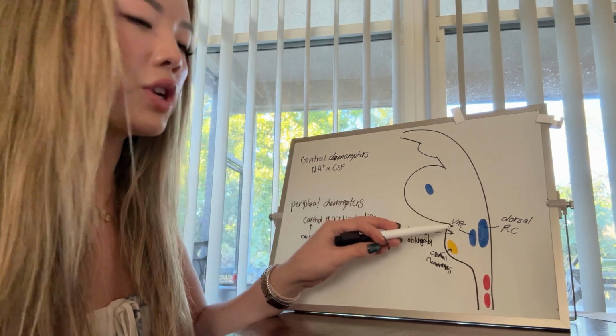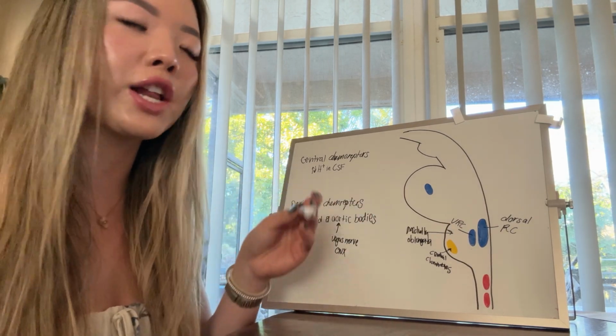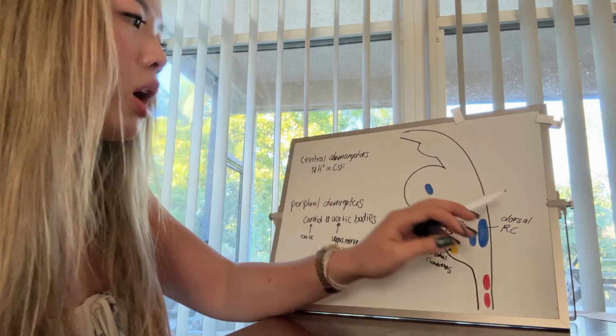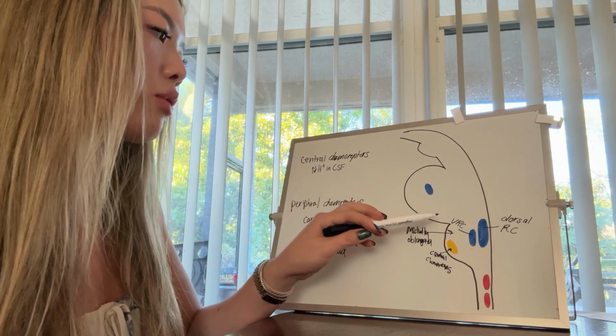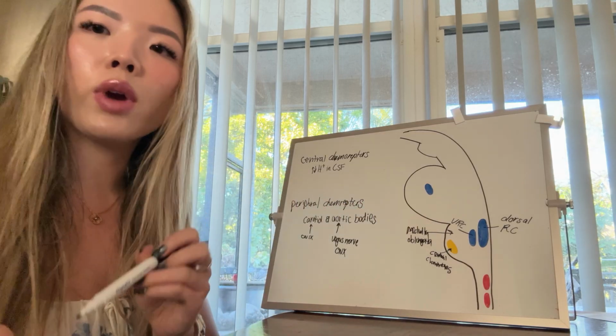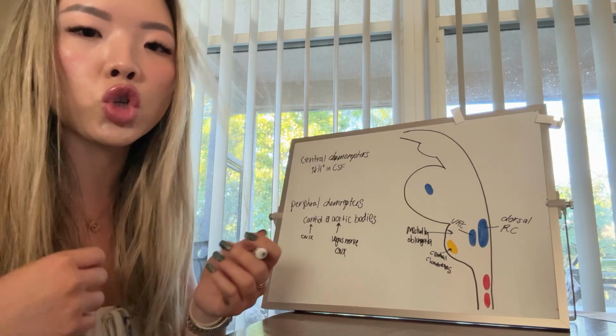So the ventral respiratory center is the primary generator of the respiratory rhythm, while the dorsal respiratory center would modify the ventral respiratory center, i.e. with a change in pH or emotional regulations.